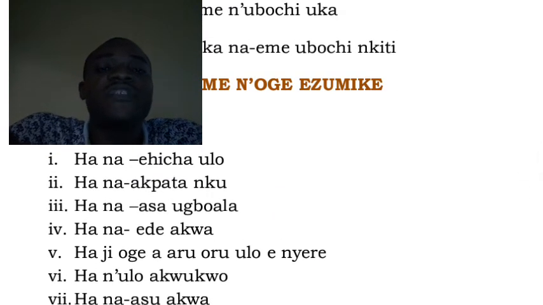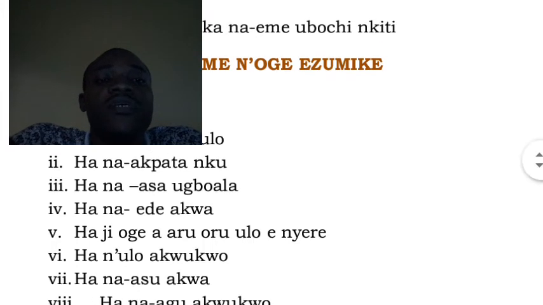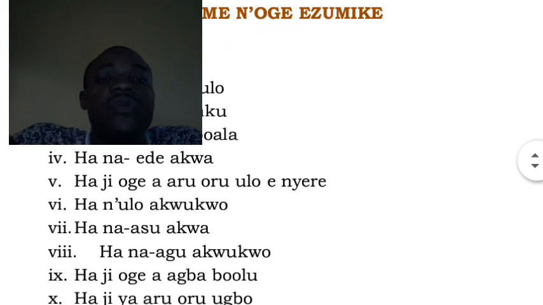Then number three, ha na-asa ụgbọala. Some adult children clean the car. They wash the car every morning. Number four, ha na-ede akwa. They iron their clothes and sometimes their parents' clothes.